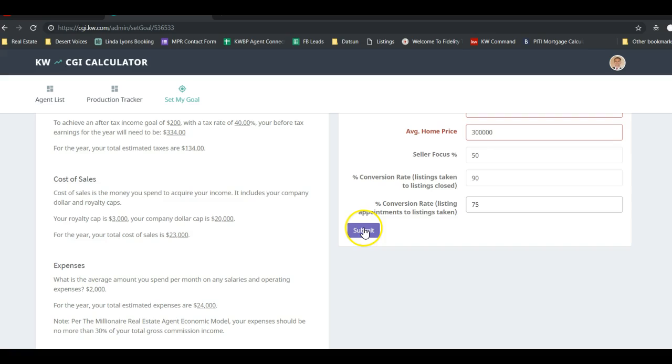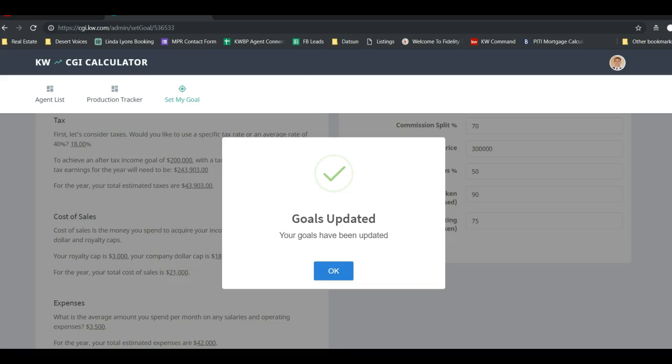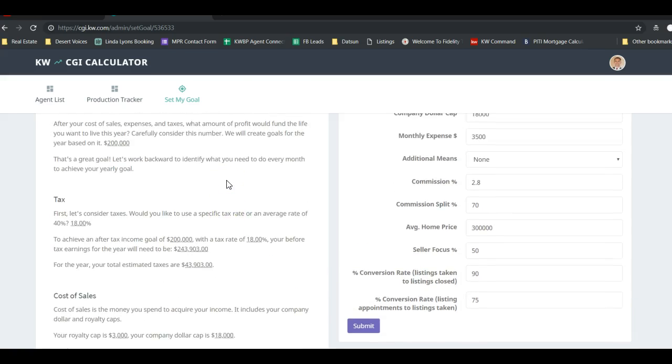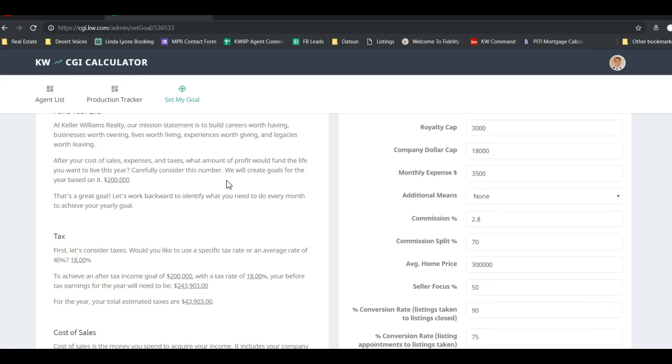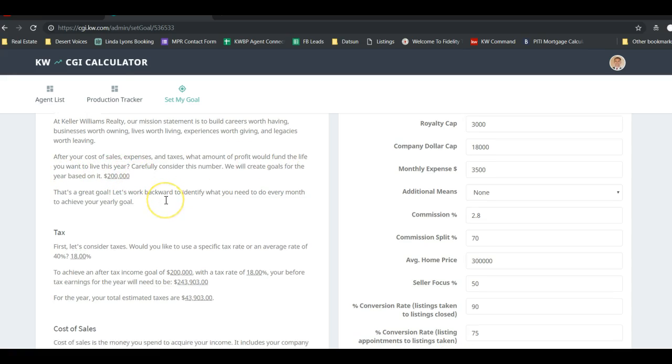And you hit submit. That took us maybe 4 minutes to do. After you hit that submit button, you get this goals updated screen. Once we click OK past that, over on the left-hand side it basically tells your story right here. We want a business worth owning, lives worth living, experience giving, legacies worth leaving. Your goals are created based on your $200,000 input.